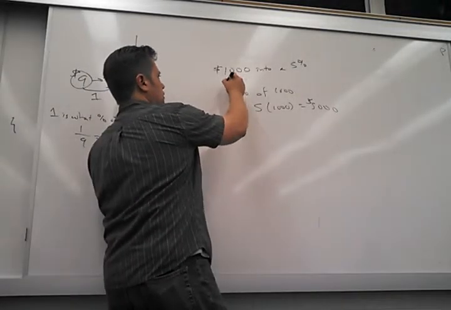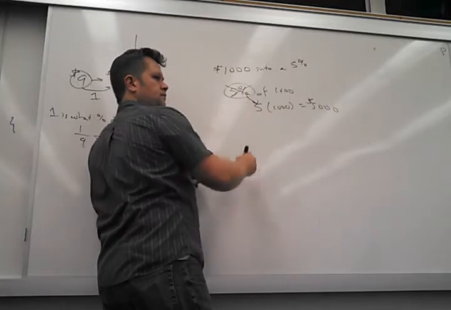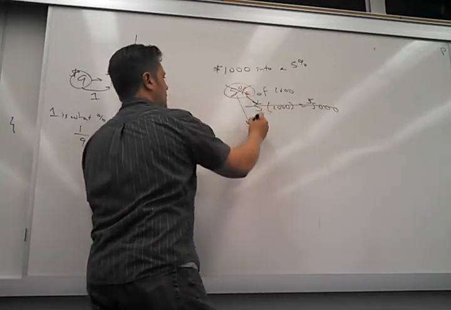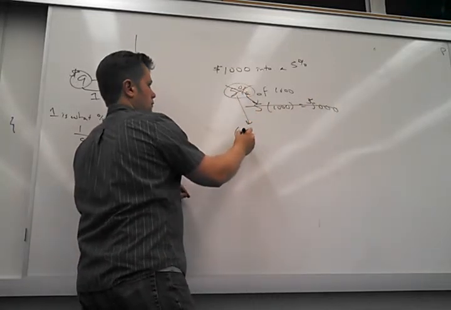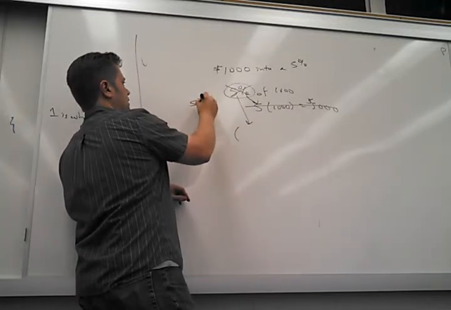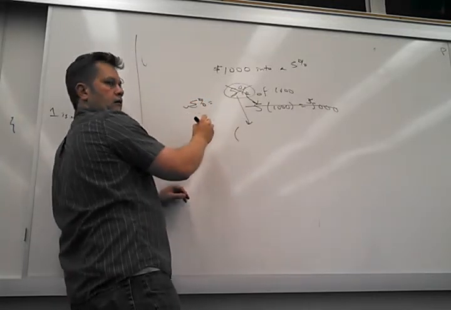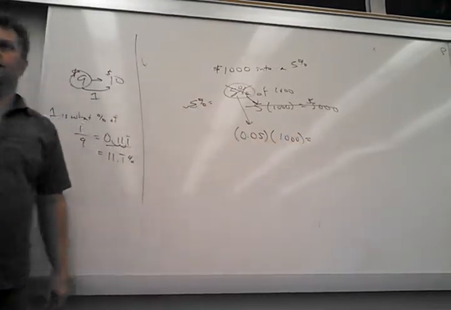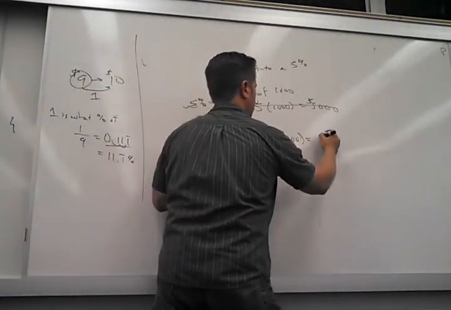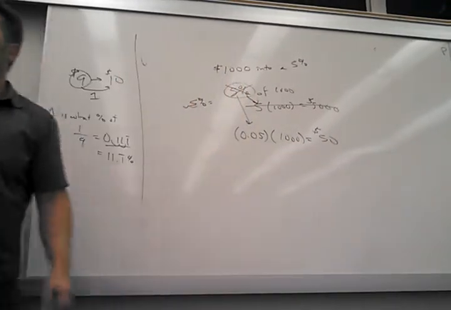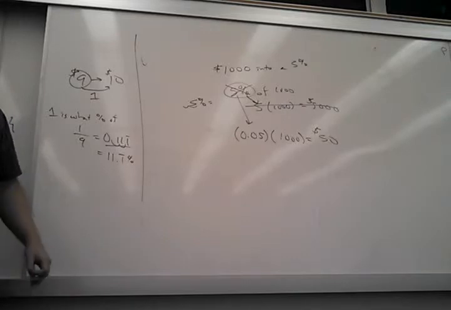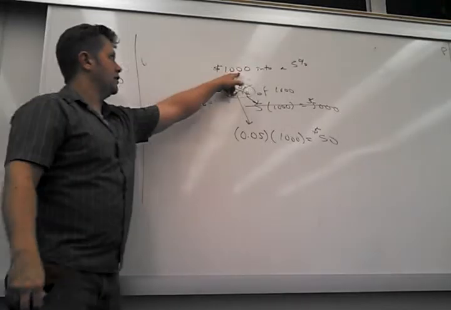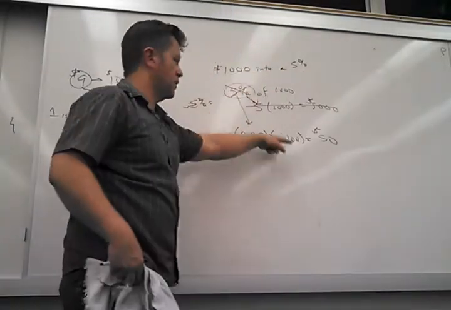So the mistake they made is they used this made-up number here. Really, I need to use 5% as a decimal, 0.05. I have to move it once, twice back. So what's 0.05 times 1,000? $50. That's a lot nowadays. That's the old saying, you've got to have money to make money, right?